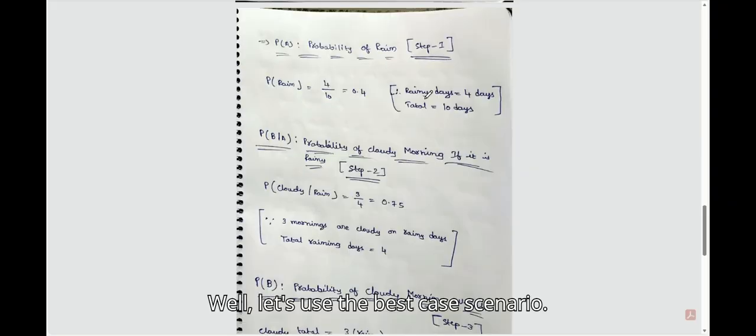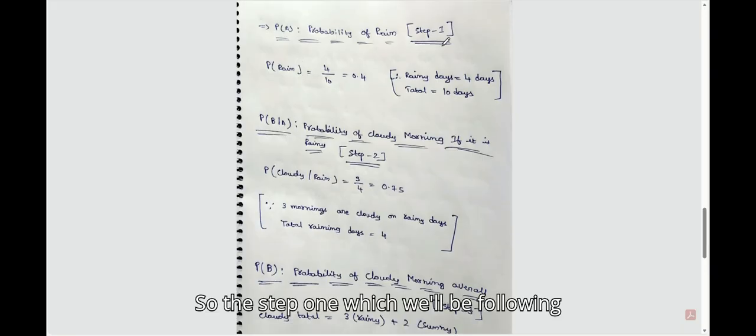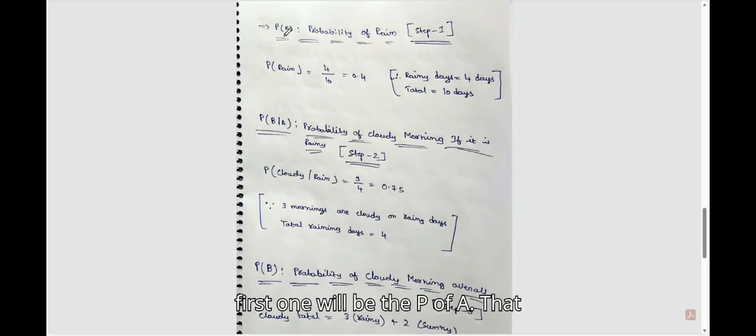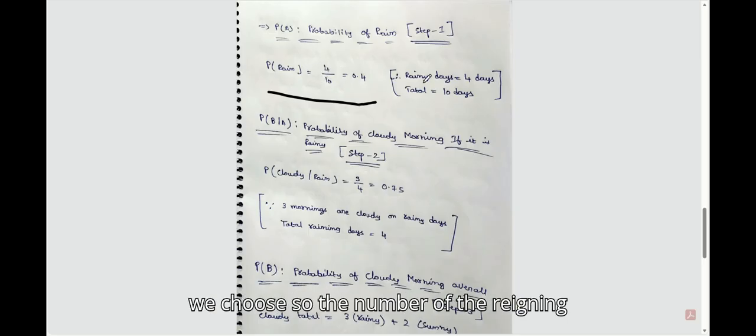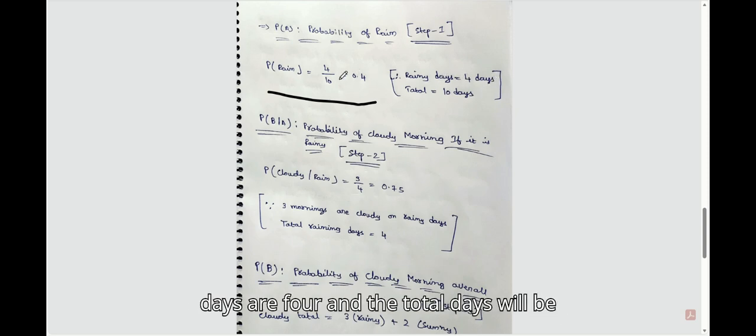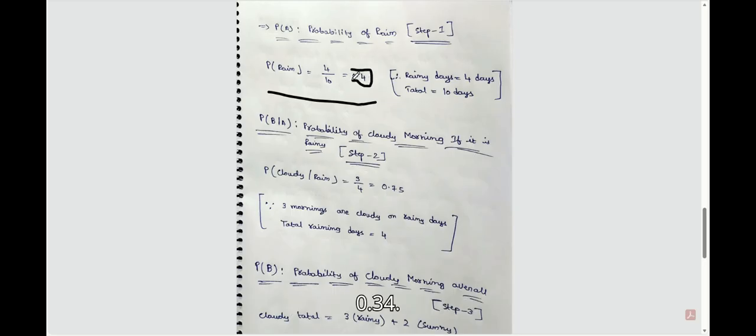Well, let's use the Bayes scenario. The step one which we'll be following is P of A, the probability of the rain. So 4 by 10, here you can see the value 4 by 10. Why do we choose 4 by 10? The number of raining days is 4 and the total days is 10. So we get a value 0.4.